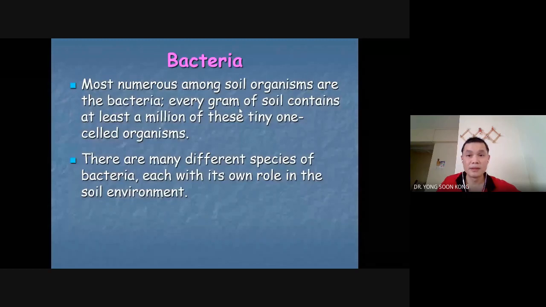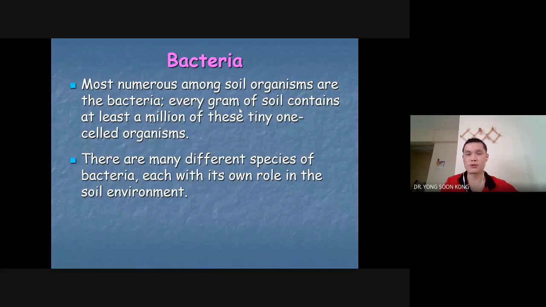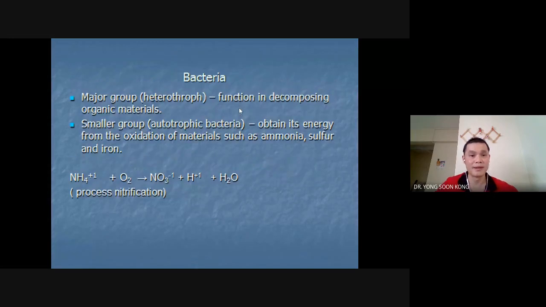Okay, soil organisms, some of the most numerous among soil organisms are bacteria. Every gram of soil contains at least 1 million of these tiny one-cell organisms. Sometimes millions, but it depends. If a soil is healthy and has a lot of microbial diversity, they can be up to millions, maybe more than that. But if there is pollution, these bacteria might decrease. If there is pollution or some stress, that might affect the growth of bacteria.